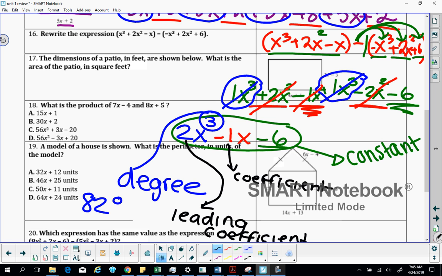How many terms are there? 3 terms. What's that called? Trinomial. What if there were 2 terms? 1 term? Monomial. If you don't remember any of that, write it on your piece of paper. If you do, then cool. You don't need it. Any questions on this? This is like a crash course. Any questions on this? All right, last one I'm going to go over for right now.